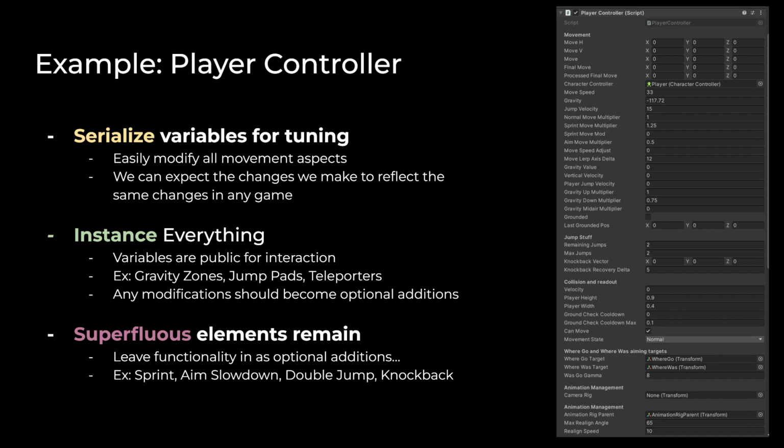And as you make these modifications and add these things to the player, you should just leave them in, right? Leave those superfluous elements in, because even though in the current case of this player controller on the right, I'm not sprinting, I'm not slowing down while aiming, I am double jumping, but I'm not triple jumping, and I am using knockback, even though I'm only using some of those things, you should leave them in, because as you're prototyping, you're going to want to add those things, right? Potentially. Maybe not, but who knows? You do want to have the option.